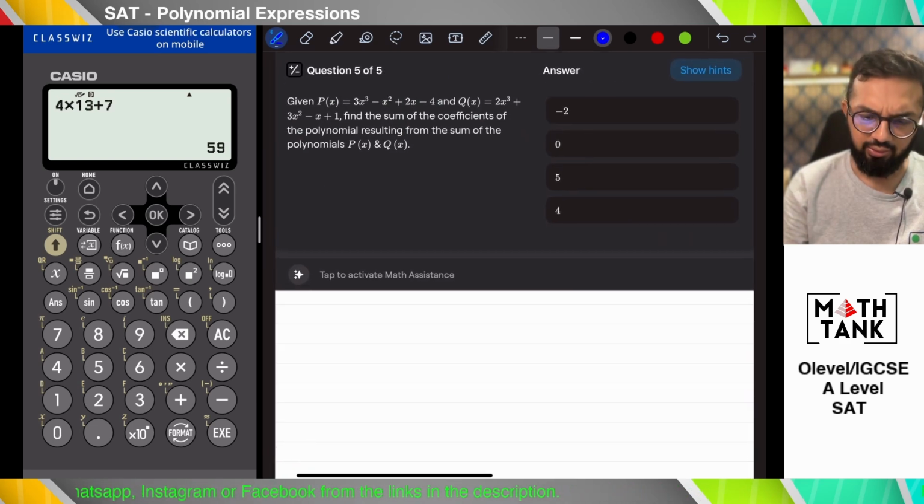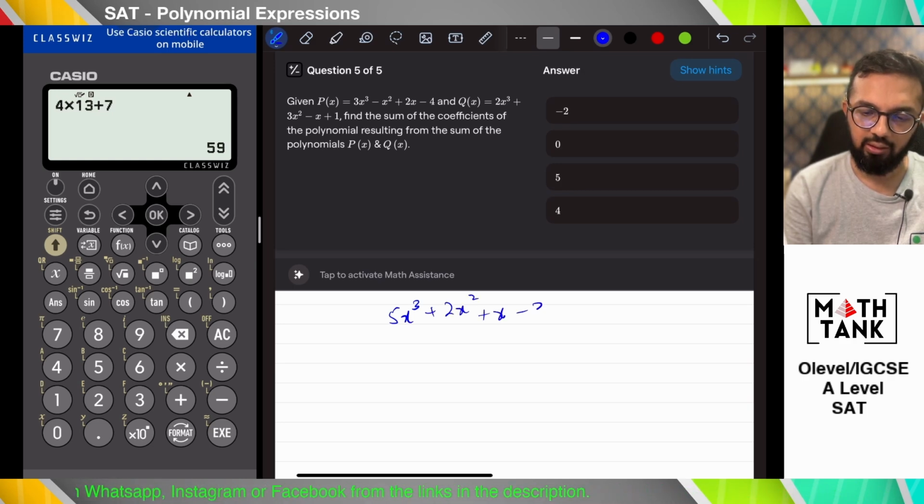I think that should be the last question. It says find the sum of coefficients of the polynomial resulting from the sum of the polynomials P(x) and Q(x). So it's just a sum, 5x cubed plus 2x squared plus x minus 3. So 5 plus 2 plus 1 minus 3. So 5.